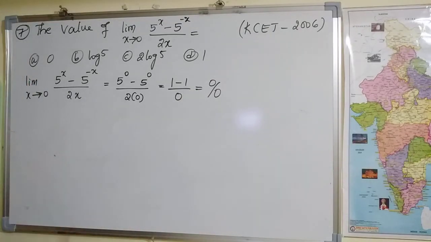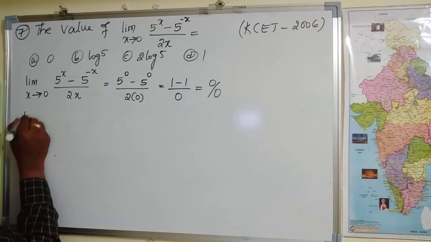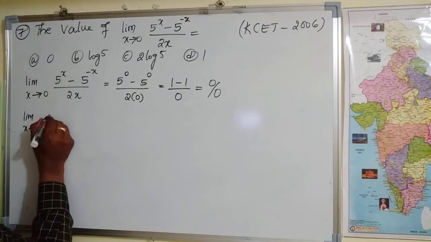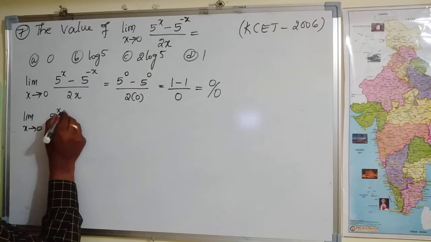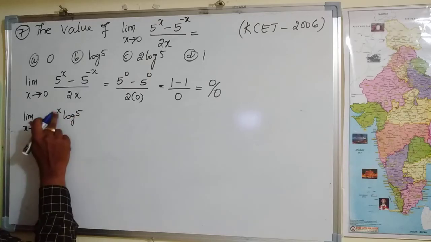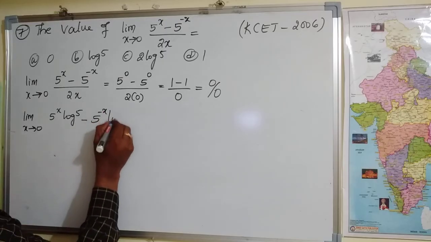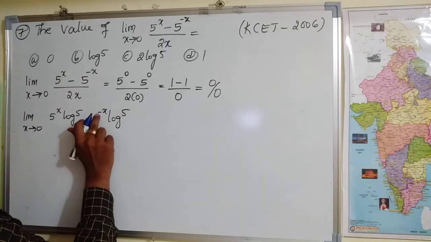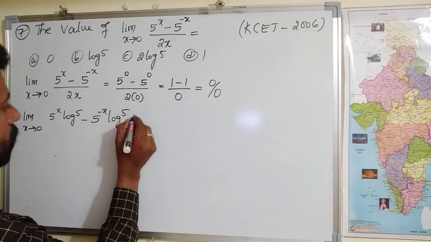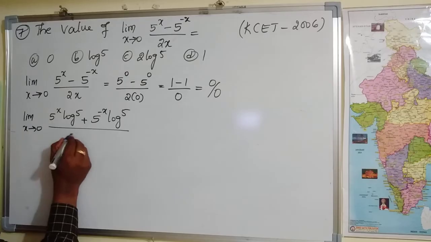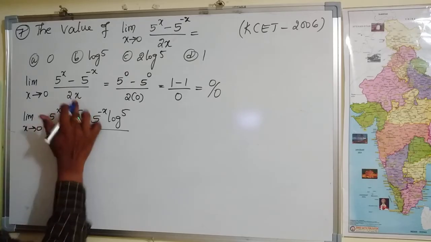Now here apply L'Hospital rule. Limit x tends to 0. Derivative of 5 to the power x is 5 to the power x into log 5. Derivative of x is 1. Minus 5 to the power minus x into log of 5. Derivative of minus x is minus 1. Minus into minus is plus, divided by 2 into derivative of x is 1.